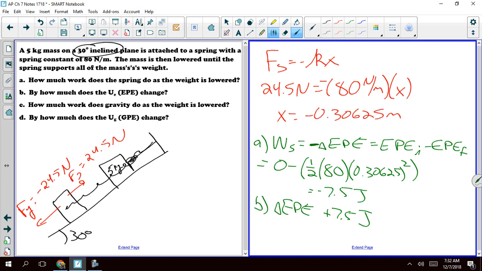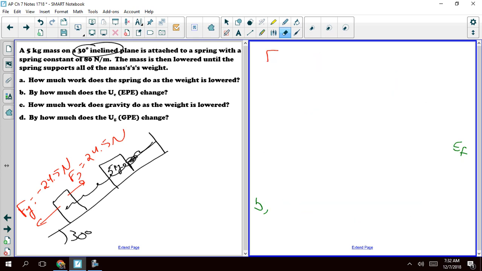Cool, cool. All right, C and D, how much work does gravity do as the weight is lowered? This one is maybe a little bit surprising, that the work done by gravity and the change in elastic potential energy are the same, right? Because in all of the other ones we've done, the motion has been vertical. And this time that is not, in fact, the case. So let's run through this.